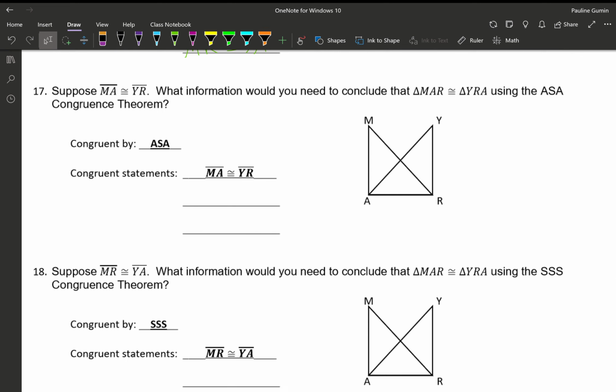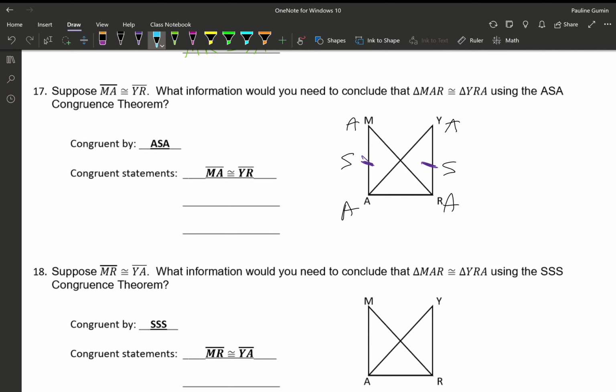Number 17, suppose line MA is congruent to line YR. What information would we need to conclude that these two triangles are congruent using angle, side, angle this time? Okie dokie. We are given one of the sides. Let's mark it MA, YR. So that's our S. We need 2 angles surrounding it.